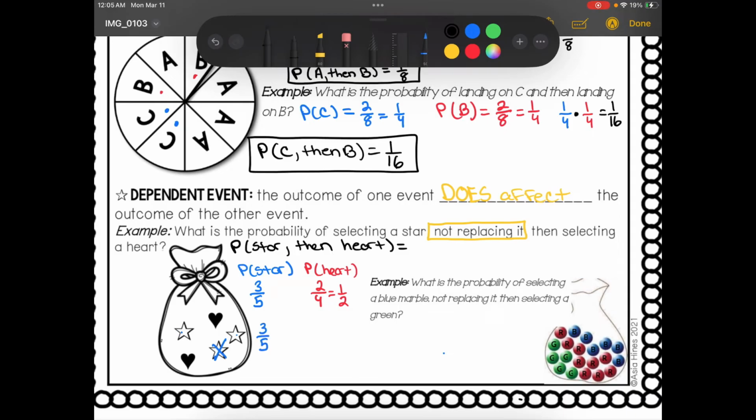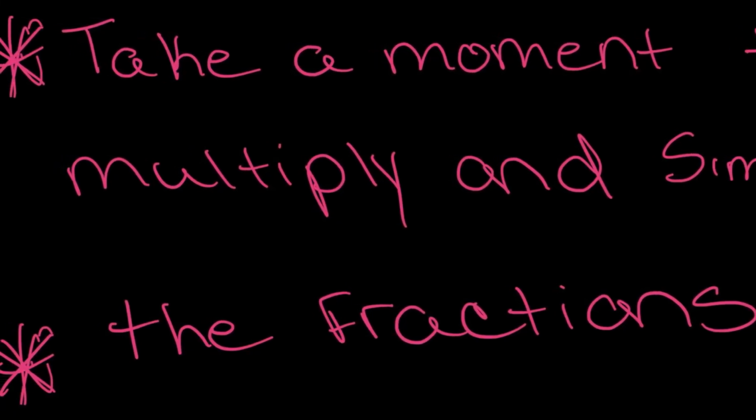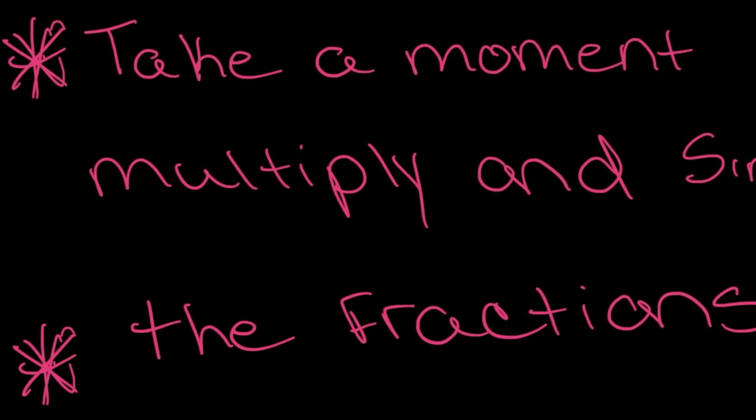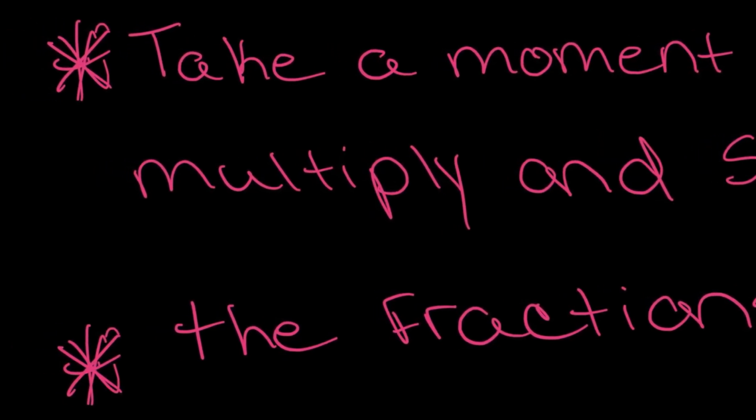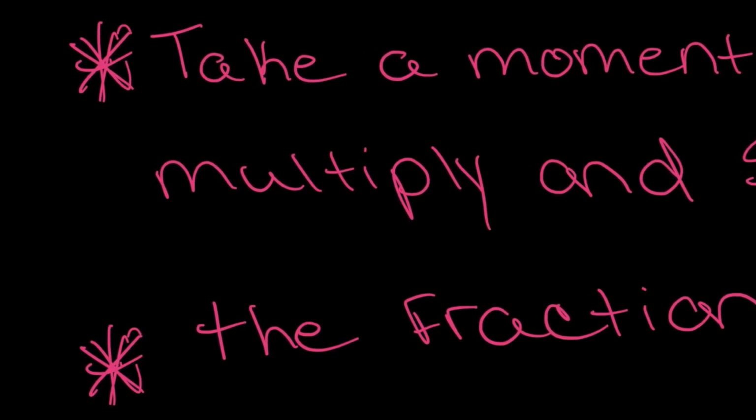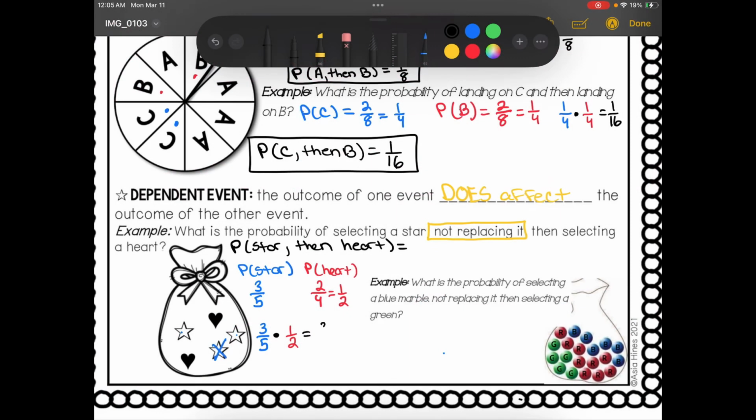Now I can still take my 2 fractions and multiply them together. 3/5 times 1/2 equals 3/10. So the probability of getting a star, then a heart, is 3/10.